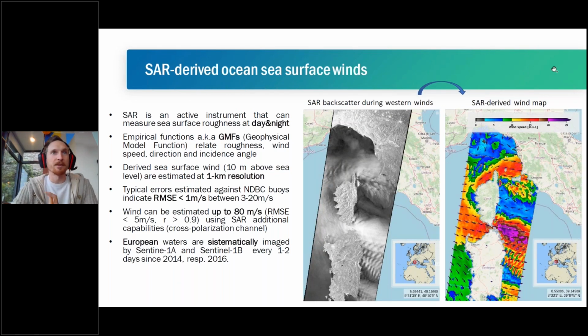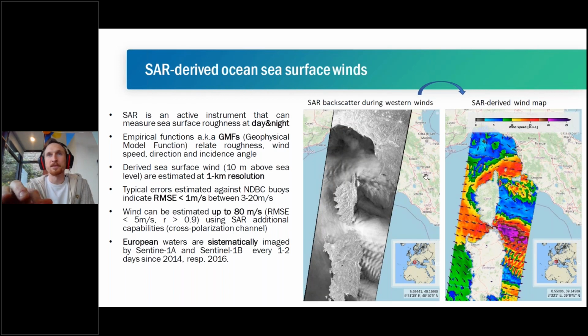So I'm going to present the SAR-derived ocean sea surface wind. So what is SAR? SAR stands for synthetic aperture radar. It's an active instrument that can measure sea surface roughness at day and night, and also through clouds. And thanks to the use of empirical function, also known as GMF, we can relate the roughness that is measured by the instrument to the wind speed, the wind direction, and the incidence angle.